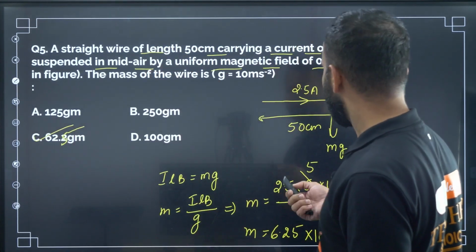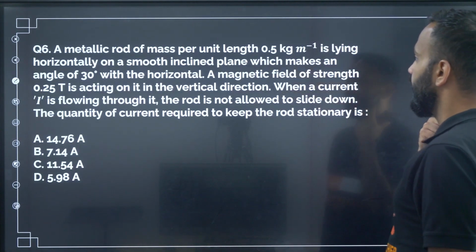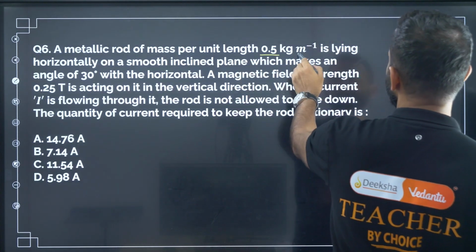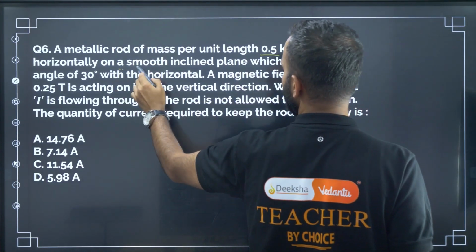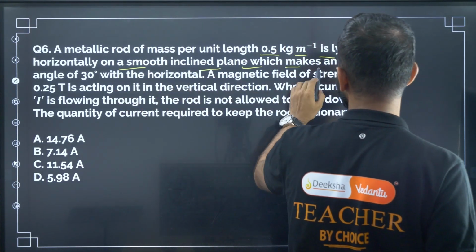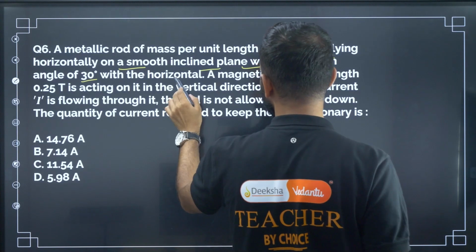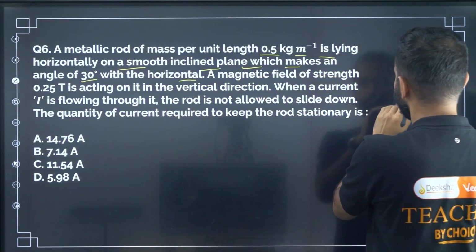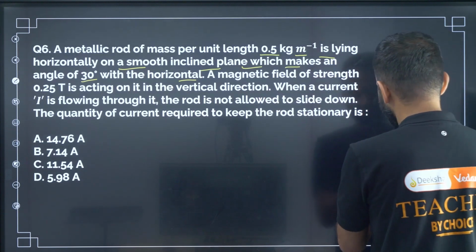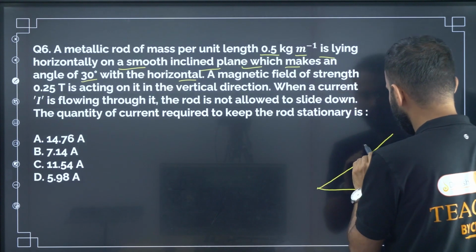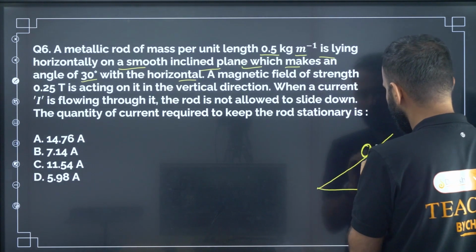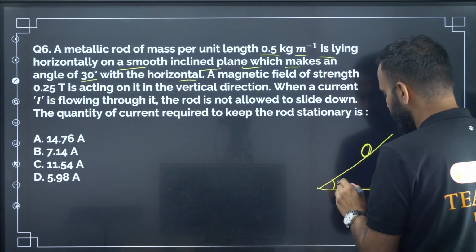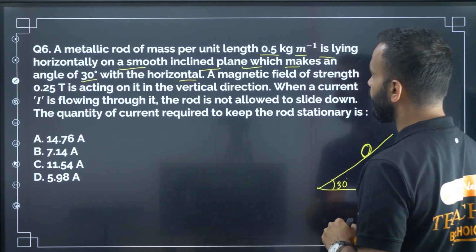Question number 6. A metallic rod of mass per unit length 0.5 kg per meter is lying horizontally on a smooth inclined plane which makes an angle of 30 degree with the horizontal. So let us draw the diagram. Here this is the inclined plane. The rod is lying on this inclined plane horizontally. Angle of inclination is 30 degree.